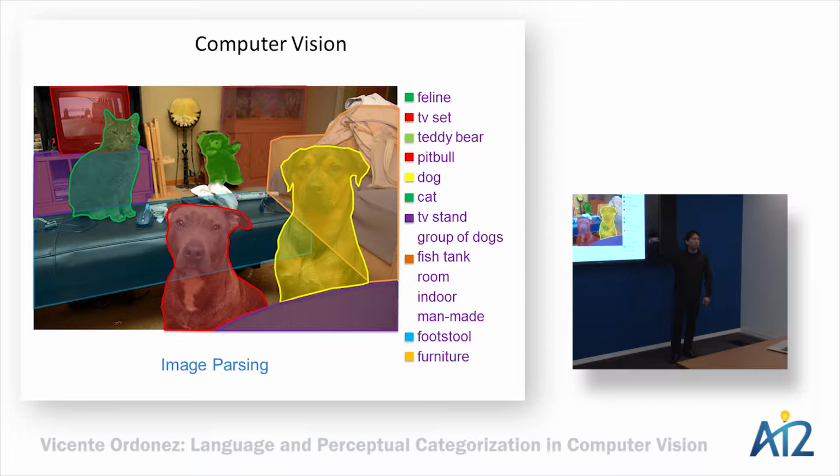And of course, not all these concepts can be localized. There are things like indoor that refer to the whole scene. And this is the way we're trying to understand images in computer vision. There are a couple of problems with this approach. One of them is that if you want to communicate the results of your computer vision system to people, maybe this is not the most effective way, because this is not really the way we understand images.